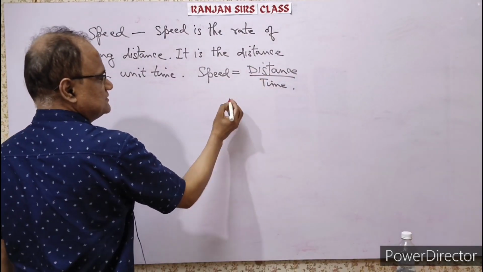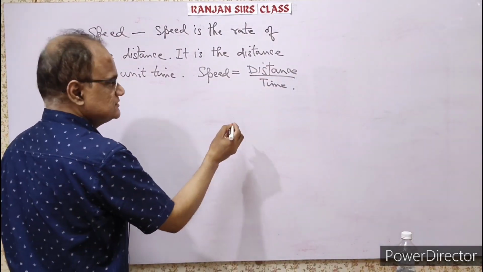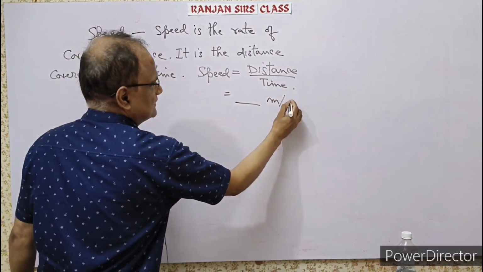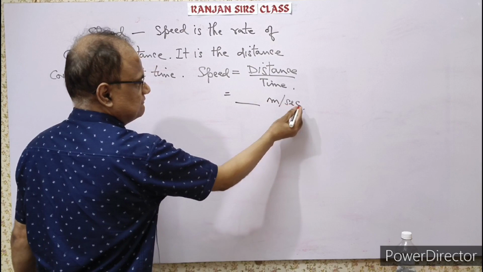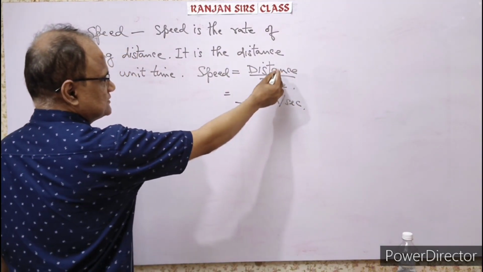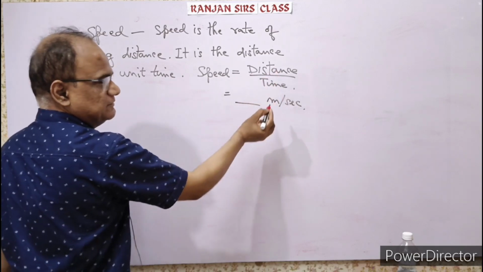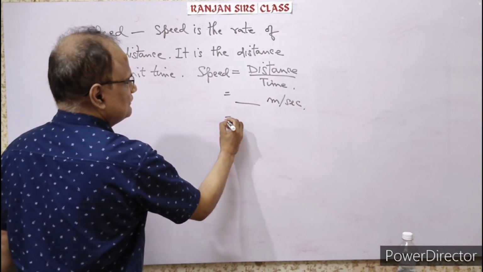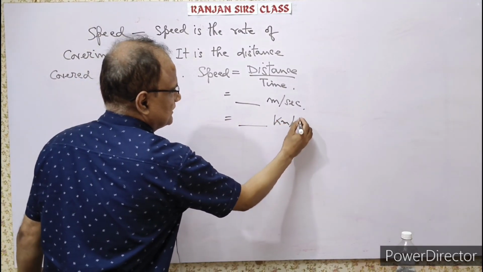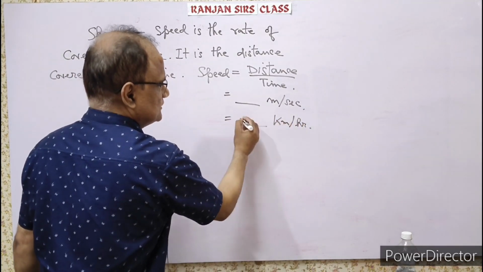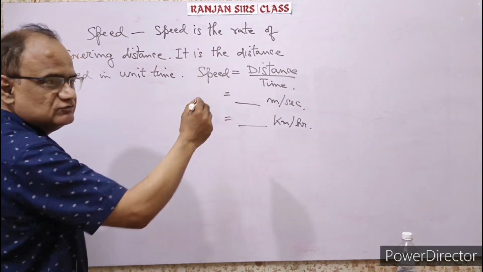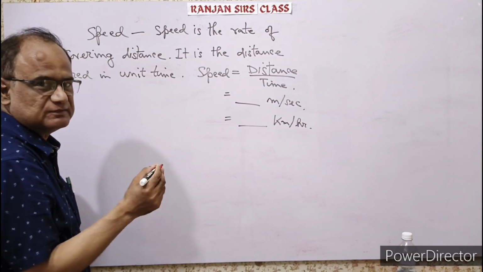Suppose distance traveled is in meters and the time is in seconds, the unit of speed will come out to be meters per second. That means the distance traveled in 1 second. Clear? Or else, suppose the distance is taken in kilometers and the time in hours, the unit of speed will come out to be kilometers per hour. That means in 1 hour, what is the distance traveled in kilometers? And speed, as we know, is the actual path traversed by the body.